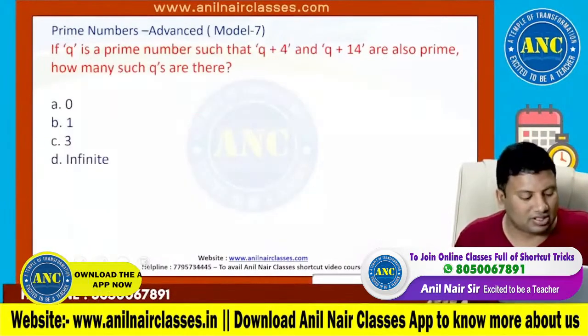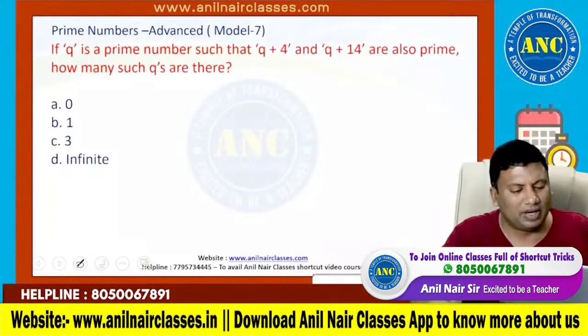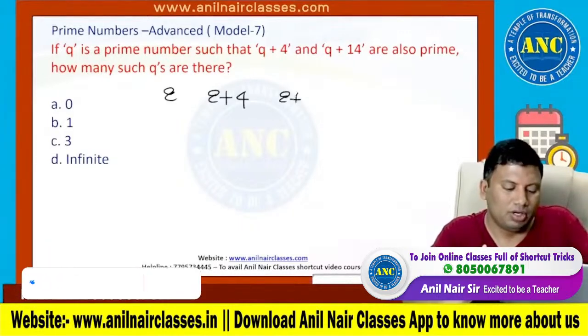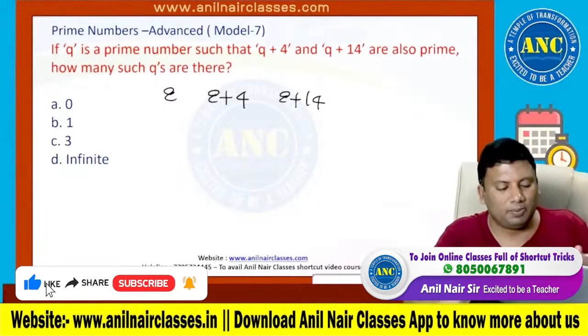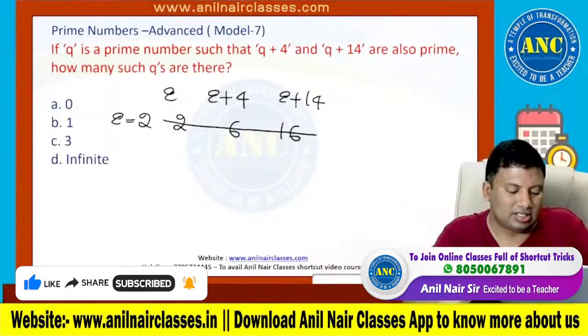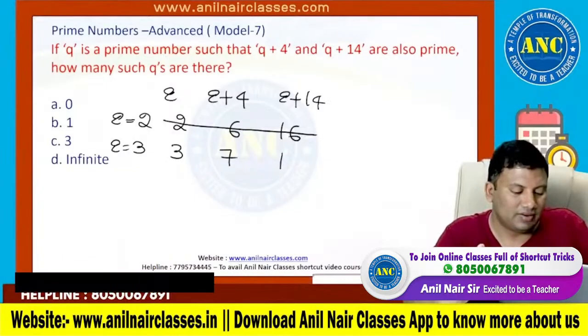Model number 7. We have already solved this model because it's a previous year examination question. We can solve it. Q, Q plus 4, Q plus 14: this triplet is prime. If Q is 2, we get 6 and 16, which are even numbers, not possible. If Q is 3, we get 7 and 17.